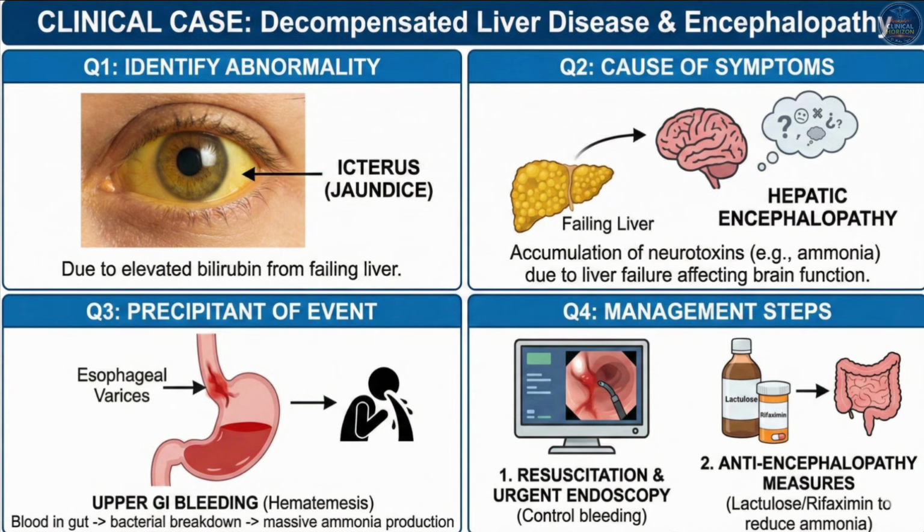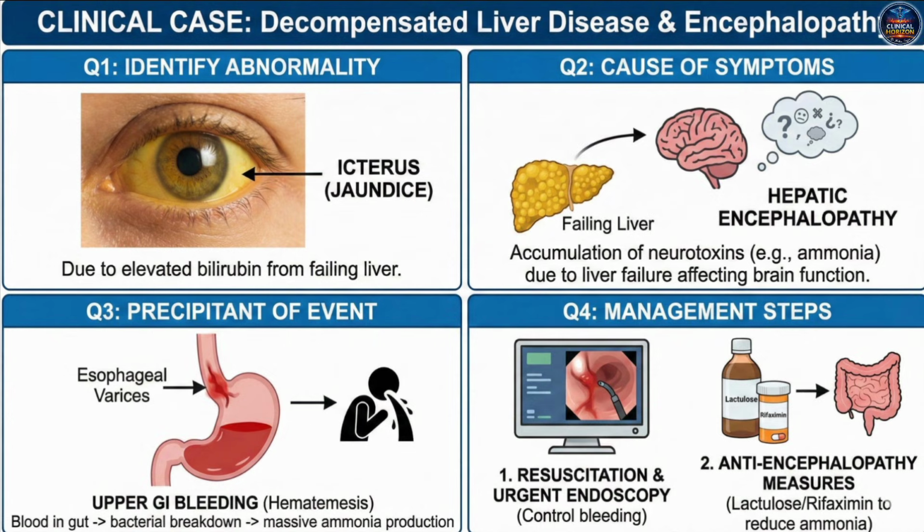Let's discuss some other important points. The examiner will ask, why is this alcoholic patient bleeding? The answer is portal hypertension leading to esophageal varices. You identified GI bleed as the precipitant here.